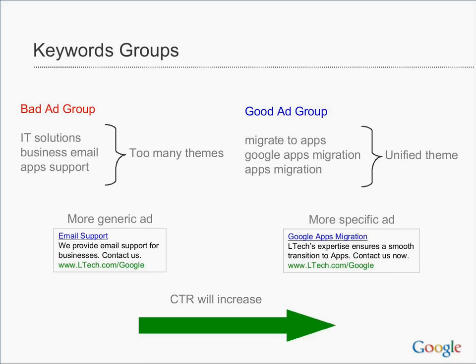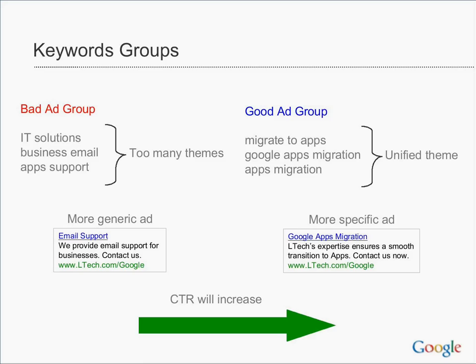So you'll see the ad group on the left is labeled as a bad ad group because there are too many themes. IT solutions, business email, and app support are all related, but you can also use a much more unified theme. Because they're related, but they're not all a unified theme, you're going to have to use a more generic ad. So you can see the ad there is not necessarily specific to IT solutions or app support, but you've had to use a generic ad because you don't have a unified theme.